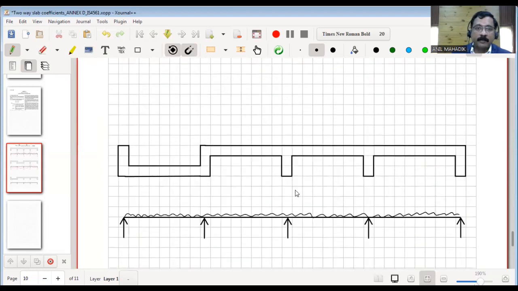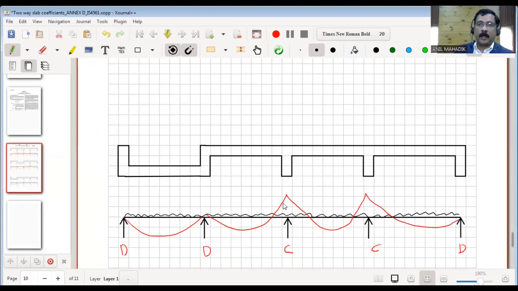Similarly, in the next example, the philosophy is the same. This is a discontinuous edge, no slab here. Then this is also a discontinuous edge because there is no slab to this side. Then again it is continuous, continuous, and this is discontinuous. The moment diagram will be like this. So this is the overall concept regarding continuity and discontinuity.